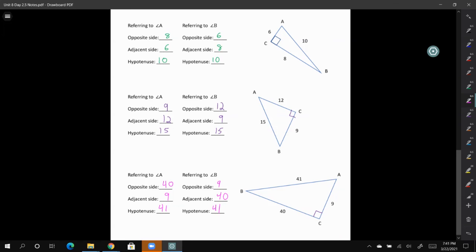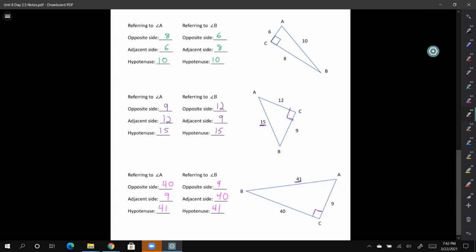So here are my answers. Now for the last two, you might have noticed that there wasn't the box there, but also remember the hypotenuse is the longest side. So even though the box wasn't there, you should have been able to say, well, the hypotenuse is the longest side, so 15 and 41 for those. So those are the correct answers.